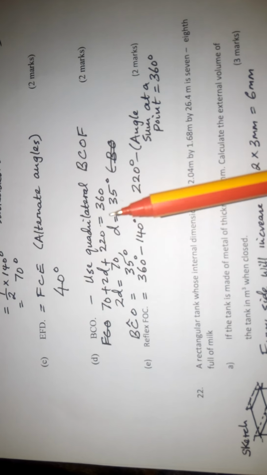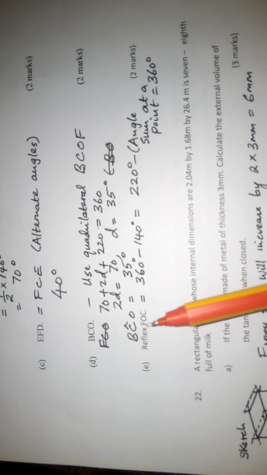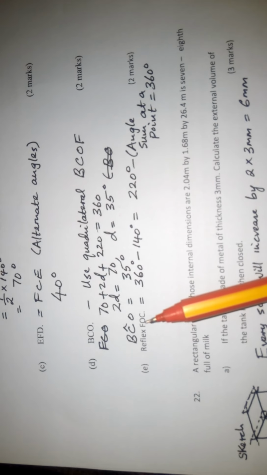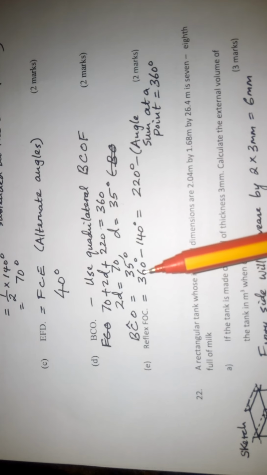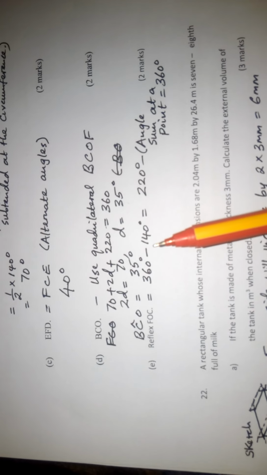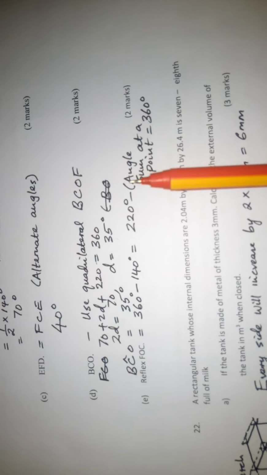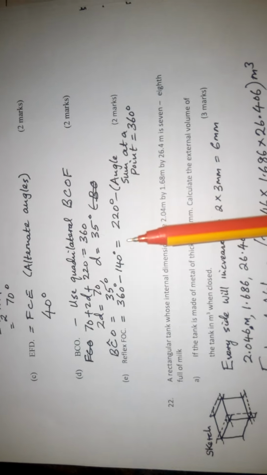And finally, this is the angle we got very early. Remember from the rough work, reflex FOC is equal to 360 minus 140, and that angle is 220 degrees. That is the angle sum at a point, which is equal to 360 degrees. This is the reason for doing this calculation.